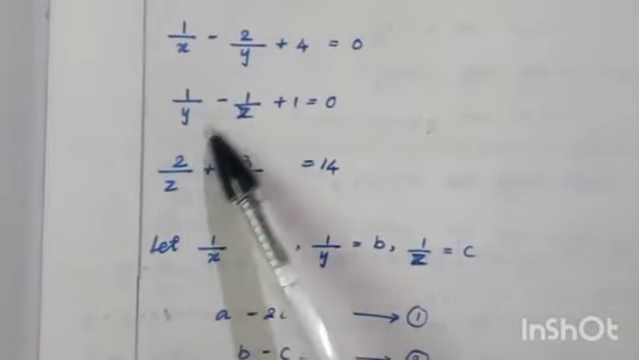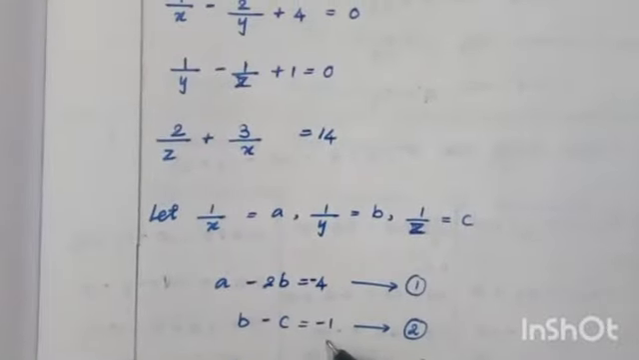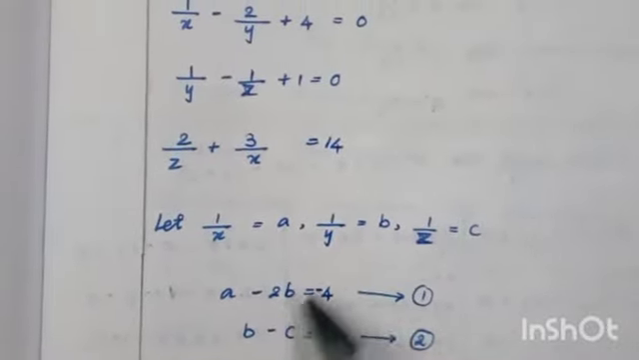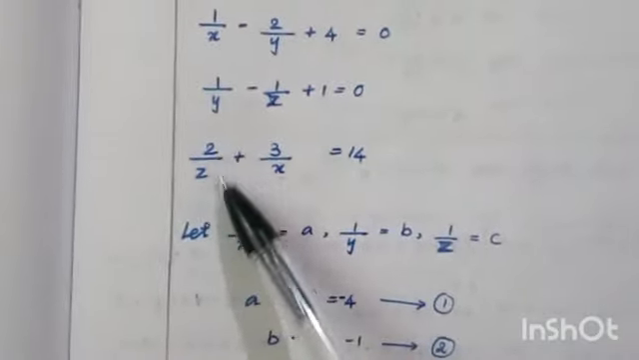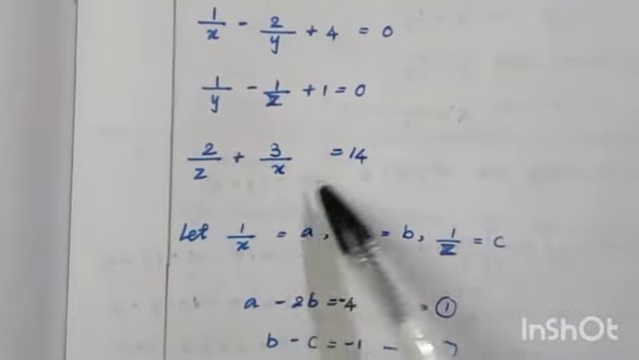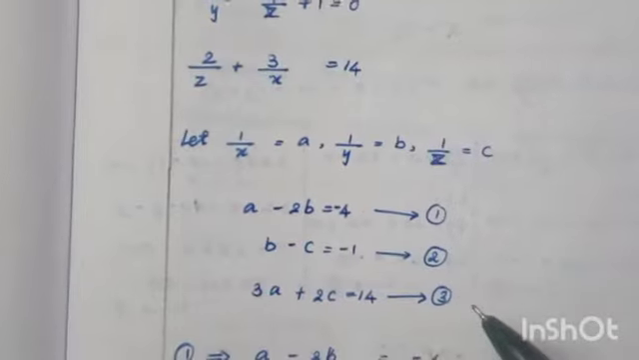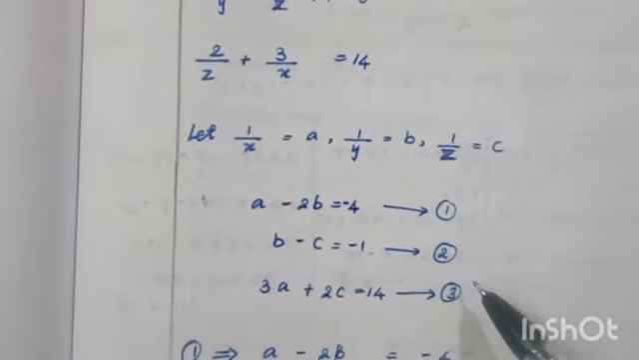Second equation, b minus c is equal to minus 1. So you have to transpose the constant on the left hand side to this side. Then 2c plus 3a equal to 14. So we call it equation number 3. So now we have to solve these 3 equations.